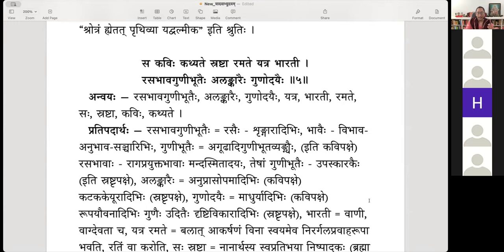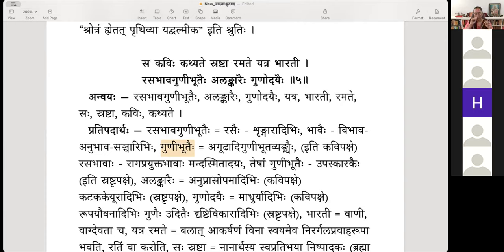Okay. Now the next word that he uses here is guni bhutaihi. Rasa bhava guni bhutaihi alankaraihi gunodayaihi. Now, guni bhuta is also a specific technical term here. Let's say we read a kavyam. I would rather go with kavyam or padyam, because it is with relevance to a padya or a shloka in the kavyam, in a padya kavyam.